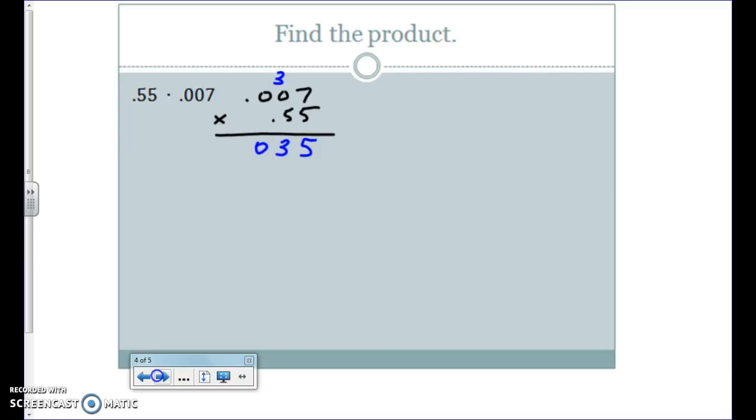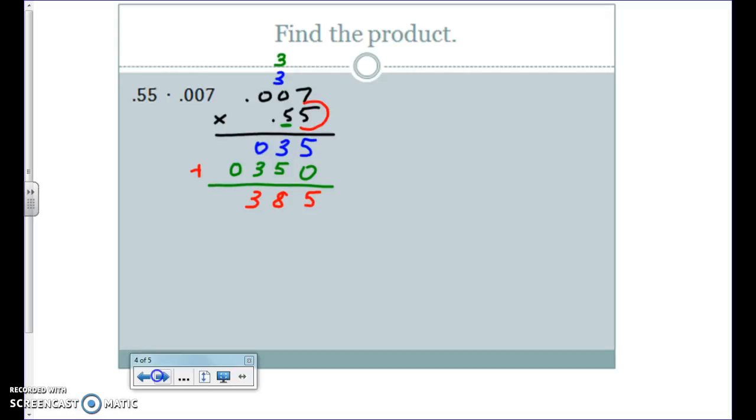Now I'm going to put my placeholder in because this value is 10 times as big as the last value. So we need to make it 10 times bigger by putting a 0 on there. 5 times 7 is 35, carry my 3. 5 times 0 is 0, plus 3 is 3, and 5 times 0 is 0. Now it's just a matter of addition. 5 plus 0 is 5. 3 plus 5 is 8. 0 plus 3 is 3. And 0 is 0. I'm not even going to write that one.